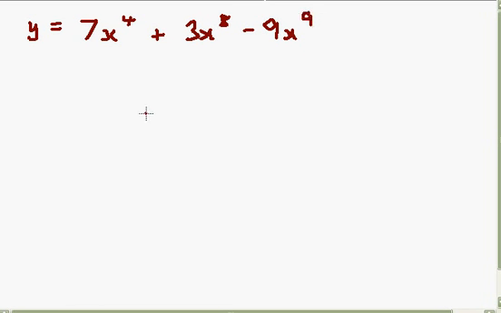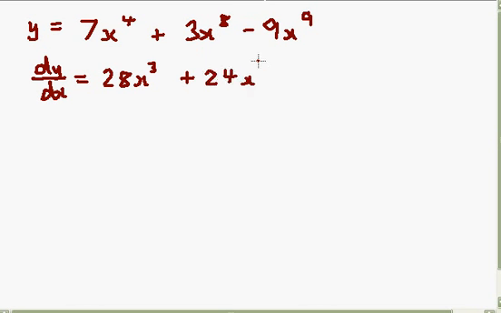Okay, so dy by dx shall be, now remember that the power comes down to the front, so we've got 7 4s at 28, and you take 1 off the power. The 8 comes down to the front, so we've got 3 8s at 24, x to the 7. The 9 comes down to the front, we're going to get 81 x to the 8. So we should all remember how to differentiate and be able to do a polynomial like that.